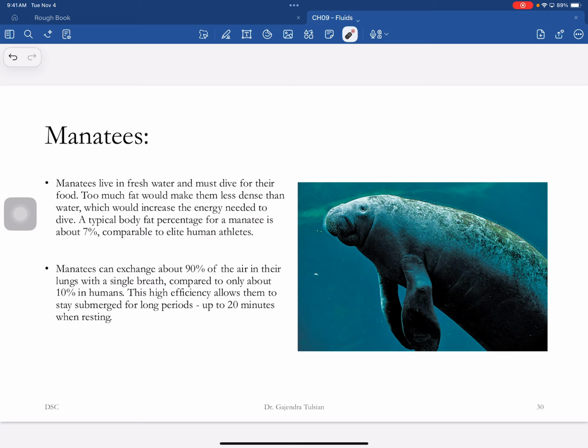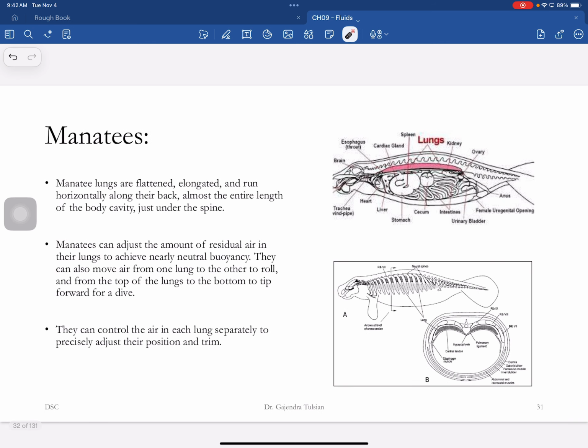Here's another amazing thing about manatees. When you breathe in and out, you're only expelling 10% of the air in your lungs. A manatee can exchange about 90% of the air in their lungs, compared to only 10% in the human. This high efficiency allows them to be submerged for up to 20 minutes when resting. If you're swimming, you would need to come up for air more often. But if you're just resting, you can go underwater for 20 minutes, because with each breath you're getting almost 100% fresh air.